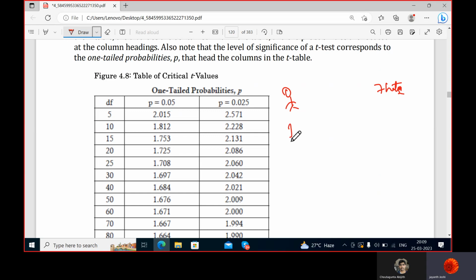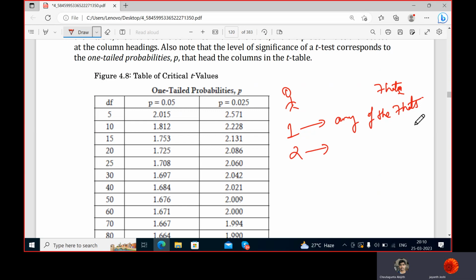First day of the week, Monday, how many hats can you wear, Abhijit? One hat. You will wear one hat only, but you have a choice of how many hats to wear? 7. You can wear any of the 7 hats. There is no restriction, because you can wear any of the 7 hats.